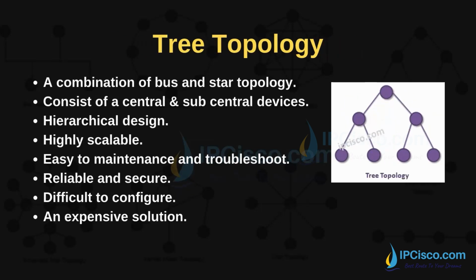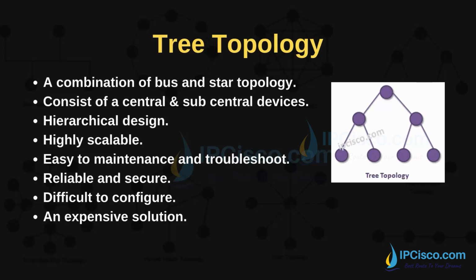The other topology type is tree topology. It is a combination of bus topology and star topology. Here, there is a central node and there are subcentral nodes. It is a hierarchical design for networks. When you need to add a device to this network, it is easy to do this. Because this topology type is highly scalable, it is easy to maintain and troubleshoot in a tree topology. A tree topology is also a reliable and secure topology, but it is difficult to configure and it is an expensive solution.